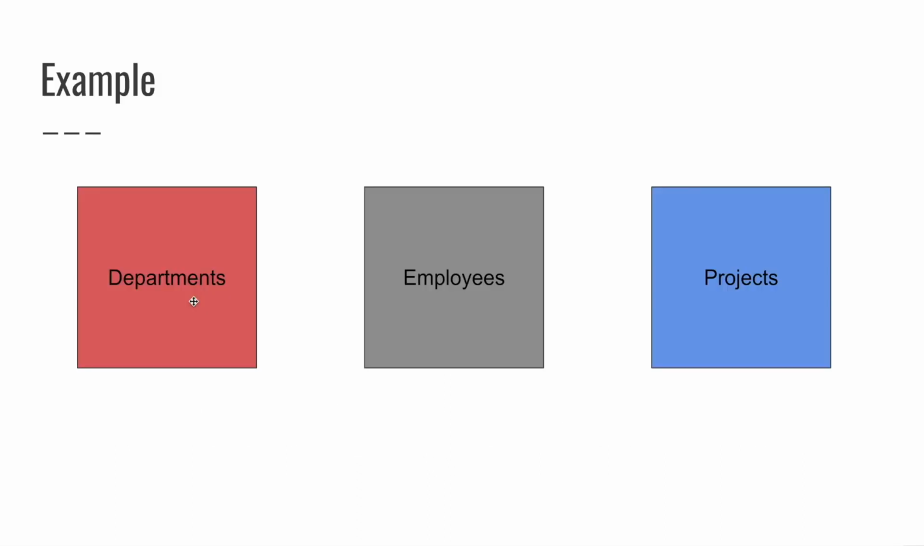This is a very common example. Let's say you have these three entities: departments, employees, and projects. Let's see what the relationships are between departments, employees and projects.